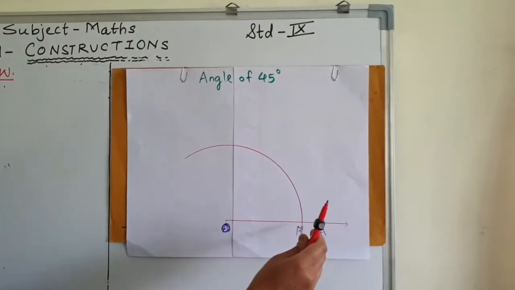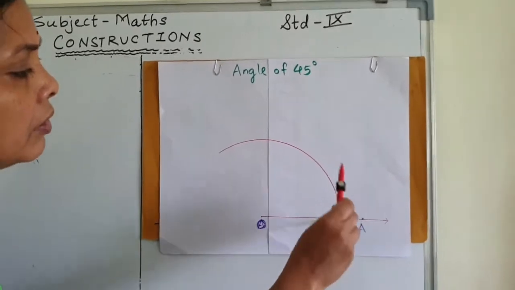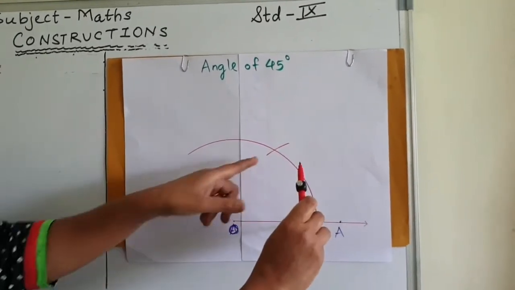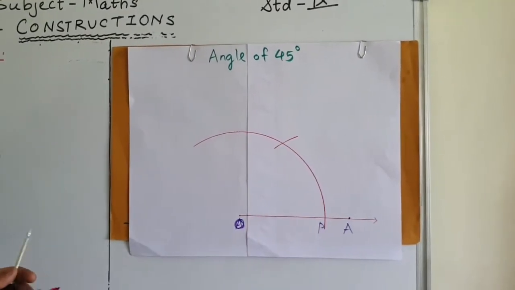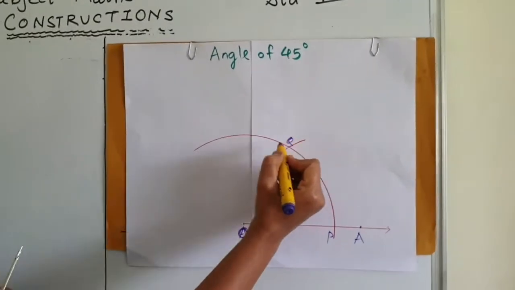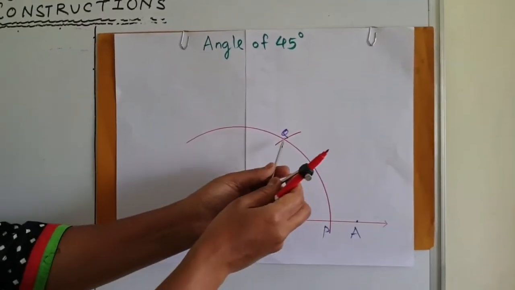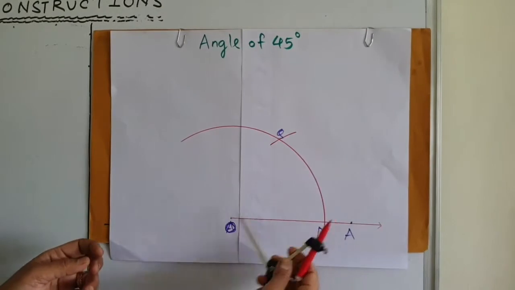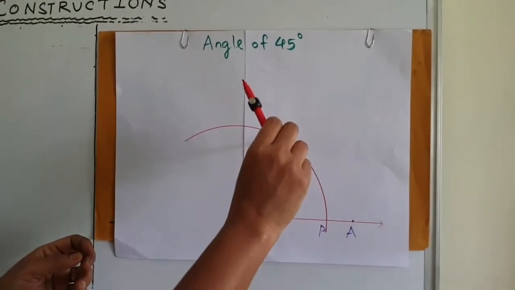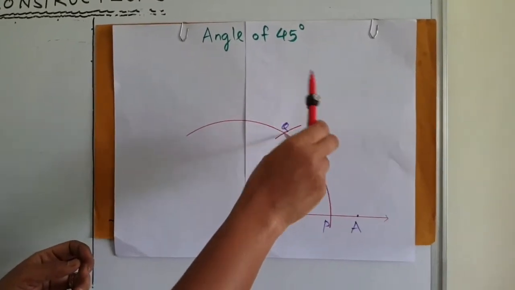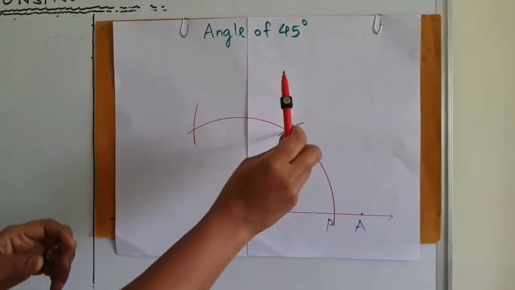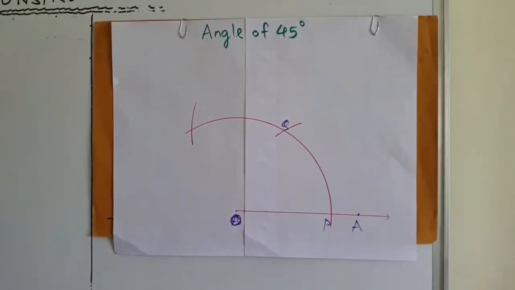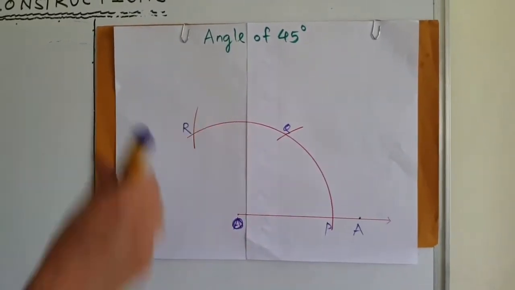Same radius OP, cut here, we get the previous arc. So here we get Q, same radius, whatever OP and PQ. From Q as center, draw an arc to the previously drawn arc. So this is how we get R.